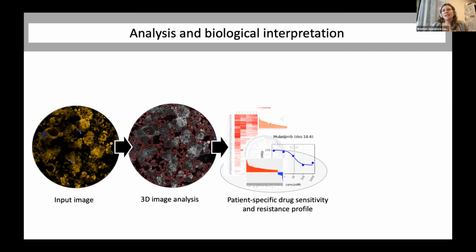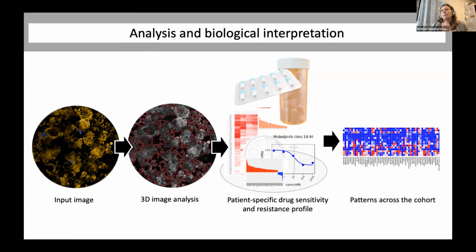We then translate this using the same type of approach with a dose response curve. So we look at how the drug responds over the different doses, and can create the same patient-specific drug sensitivity and resistance profiles using this imaging data instead of CellTiter-Glo. This can help us, on the individual patient level, suggest compounds or drugs that might be actionable for the patient. But we're also looking at patterns across the cohort and matching this to genomic and transcriptomic features as well.